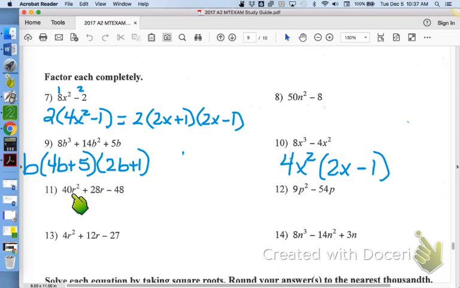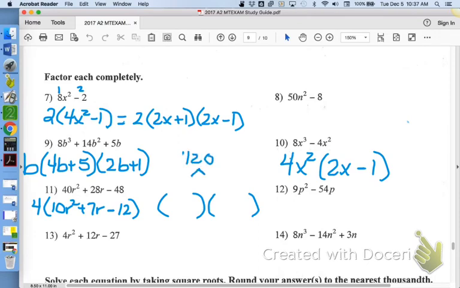All right, number 11. Oh, I see an even number. And I see that at least a 4 can come out of those. Let's see what happens when I have a 4. I'm going to have 10r squared plus 7r minus 12. Okay, looks like I can probably factor that. I'm going to multiply 10 times 12 to get 120. That equals 7. Let's see.